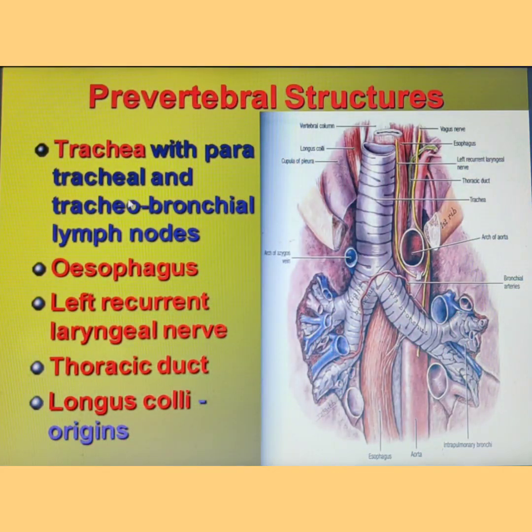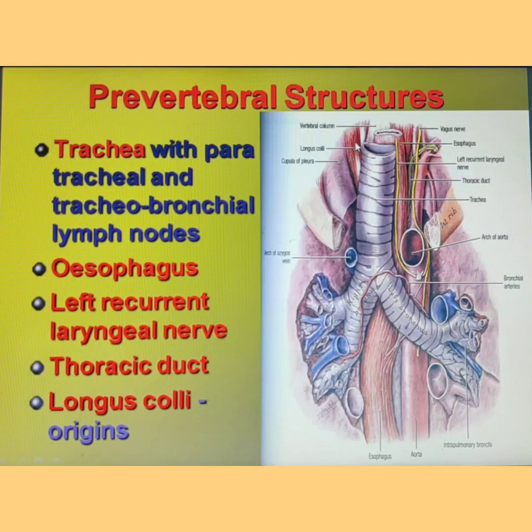Then the prevertebral structures in the superior mediastinum. We have the trachea with paratracheal and tracheobronchial lymph nodes. The trachea in the prevertebral part of the superior mediastinum with paratracheal lymph nodes and tracheobronchial lymph nodes. Then the other contents in the prevertebral part: the esophagus, which is behind the trachea, the left recurrent laryngeal nerve, the thoracic duct, and the longus colli muscle.